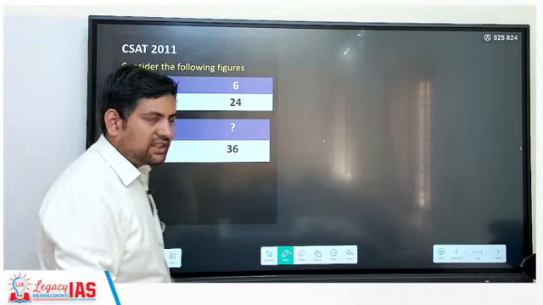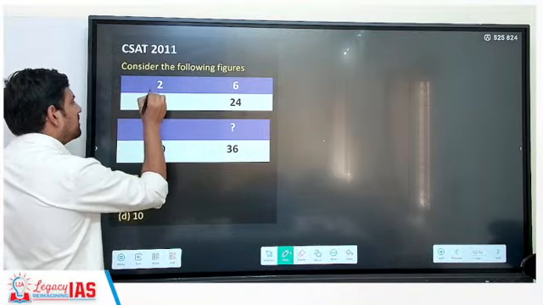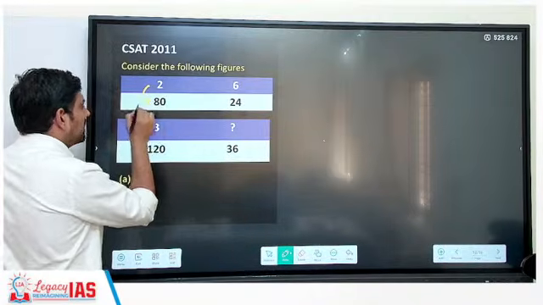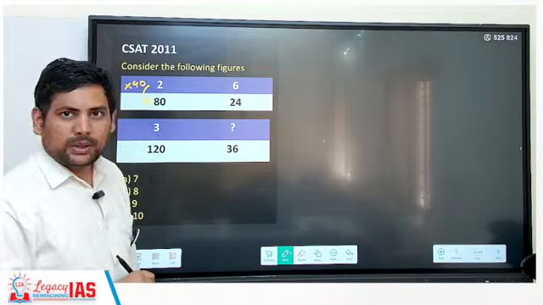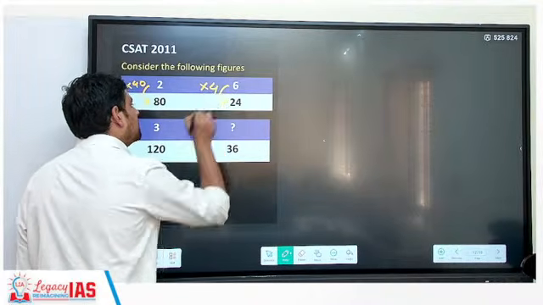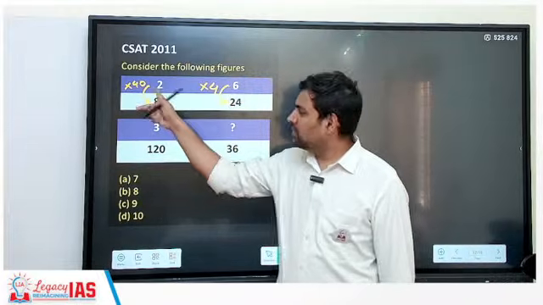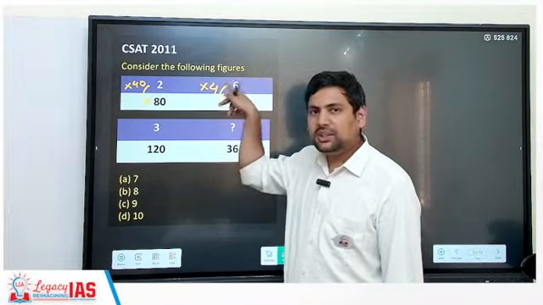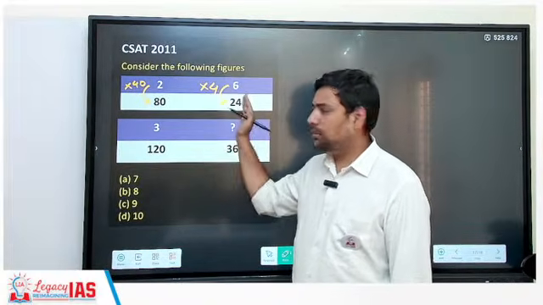Then let's look in terms of columns. Here we have 2 and 80, which is very clearly into 40. Now 6 and 24, what is this? This is 6 into 4. So it was multiplication by 40, then multiplication by 4. Is there a pattern? Yes, 40 and then it became 4.